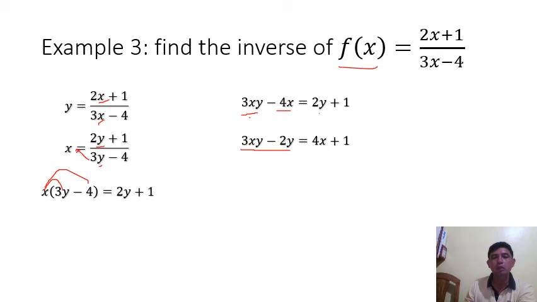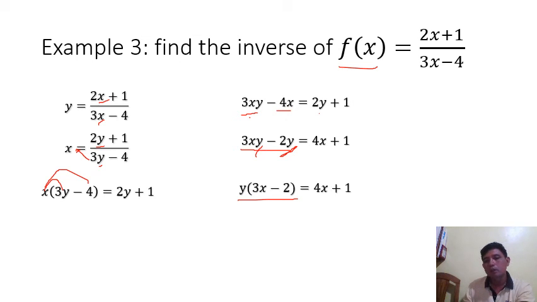Next is you have to factor out. Okay, because y is common for these two terms, so you can factor out y. Therefore, 3xy divided by y is 3x, 2y divided by y is 2. So this is the result: y times 3x minus 2 equals 4x plus 1. Okay? So, next is cross multiply.